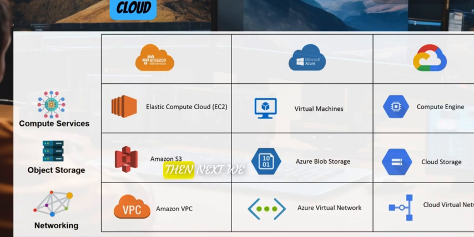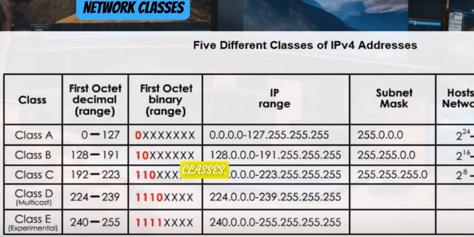Then next we have the network classes. There are different network classes varying from class A to class E, depending on what you want to know. But most times, for easy explanation, we just start teaching from class A to class C, which just means there are varying IP address ranges. So from this picture here, you can see the different IP address ranges: what class A is, class B, class C, class D, and class E.